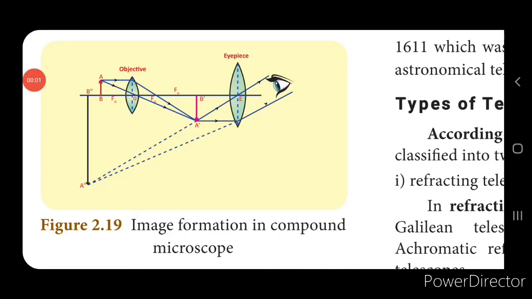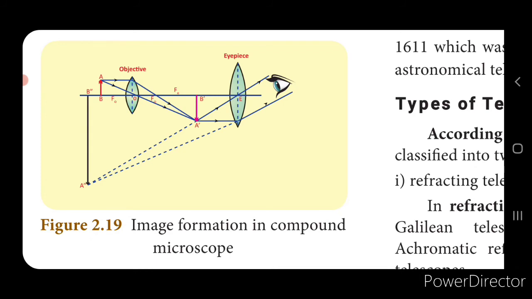Next important 7-mark question is the compound microscope, right? So when this compound microscope is asked, you should write what is compound microscope, construction, working, and the ray diagram. So you have 3 important side headings, right? It's compound microscope, so you will write the construction, working, and you will also draw the ray diagram.